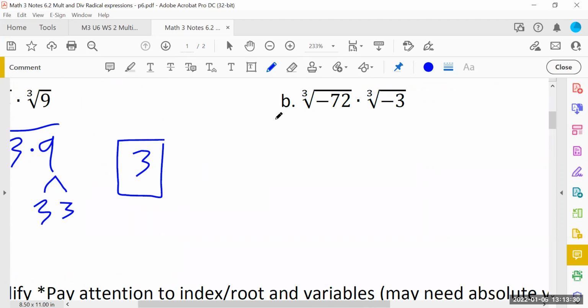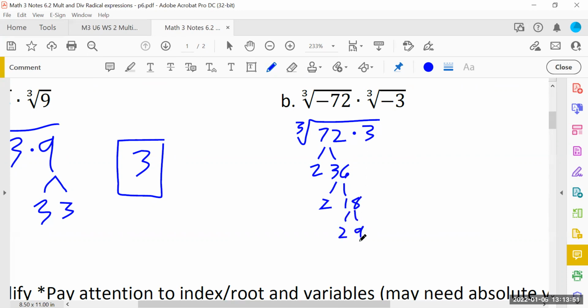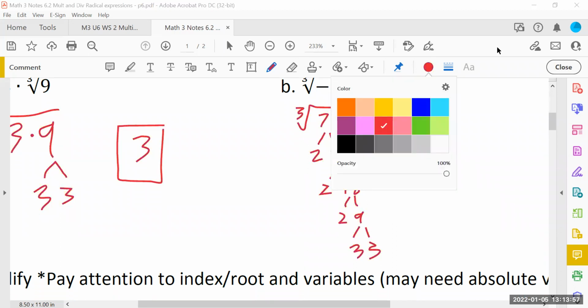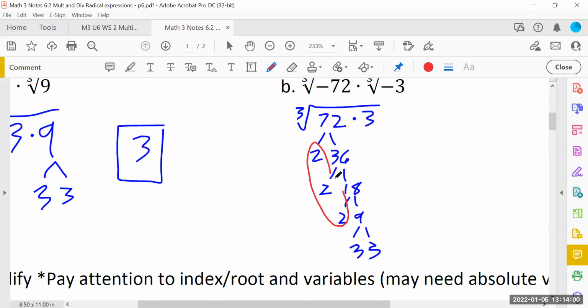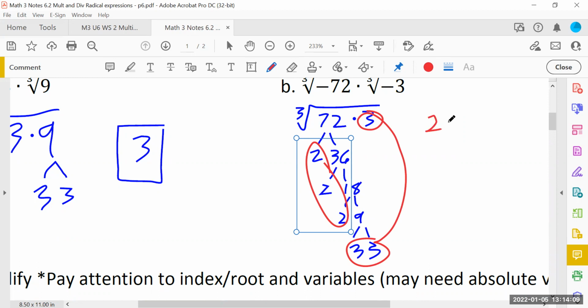Next one, very similar, both cube roots. We can multiply them together. Cube root of negative times negative is going to be a positive. 72 times 3, break that 72 apart. Could do 2 and 36, which would be 2 and 18, 2 and 9, be 3 and 3. So I see sets of 3. I see 1, 2, 3 twos. So one set of 2s. 1, 2, 3 threes. So one set of 3s. So my answer is just 2 times 3. 2 times 3 is 6.